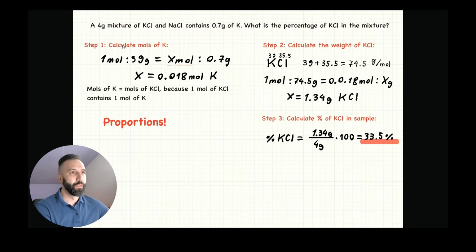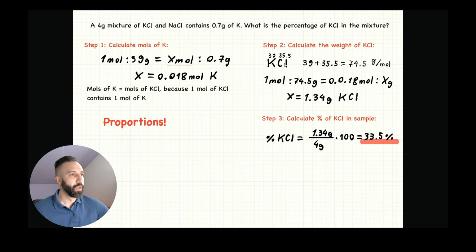How to determine this? First of all, I will use 0.7 to calculate how many moles of K I've got, right? So 1 to 39, which is the molar mass of K, is x to 0.7, same as we did so far, and I have this many moles of K. Now, I know KCl is made of one atom of K and one atom of Cl. So if I got this many moles of K, I also must have this many moles of KCl, right? And if I know that I got this many moles of KCl, I can calculate the mass of that, right? Because that's what I need. I need the percentage of KCl.